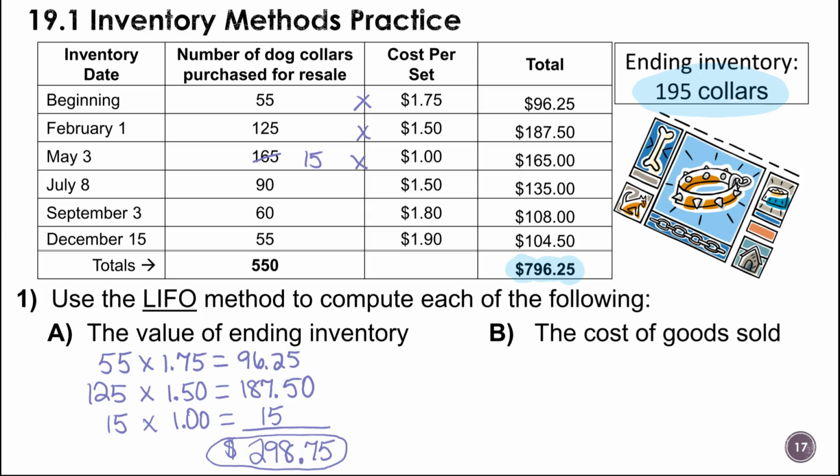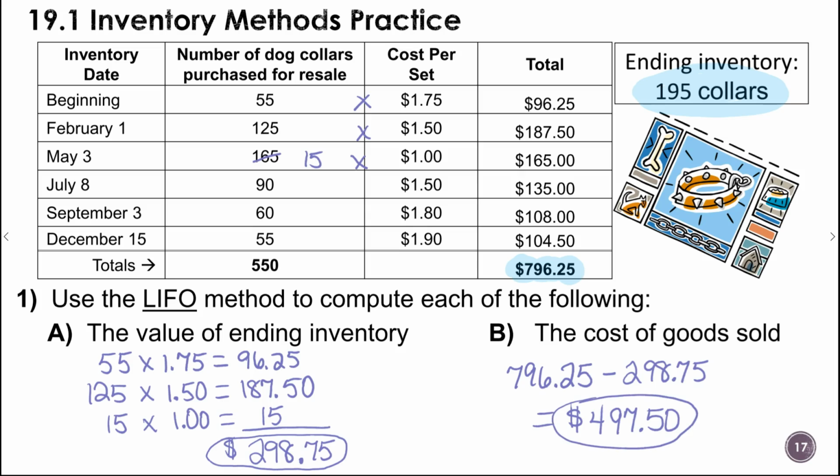Cost of goods sold, remember we take the total amount available, which was the $796.25, and we subtract $298.75. So cost of goods sold for the year is $497.50. All right, so that's the last in, first out method.